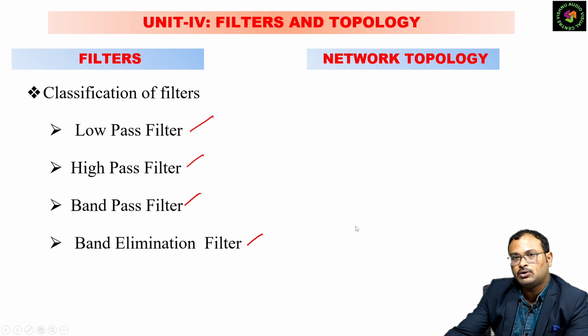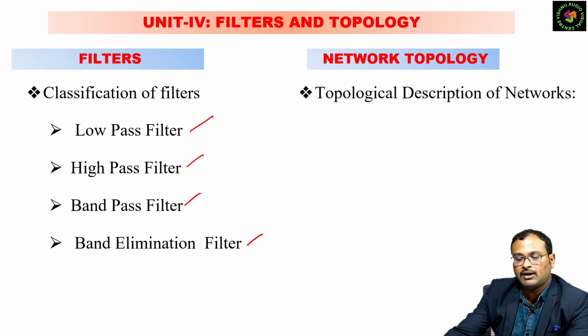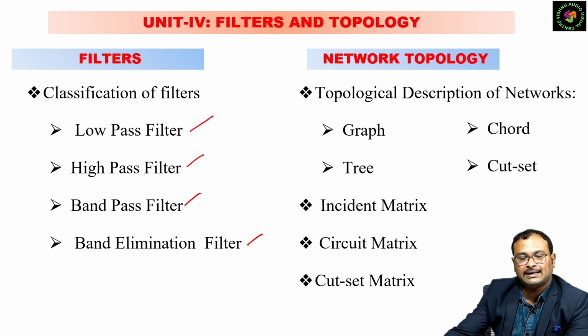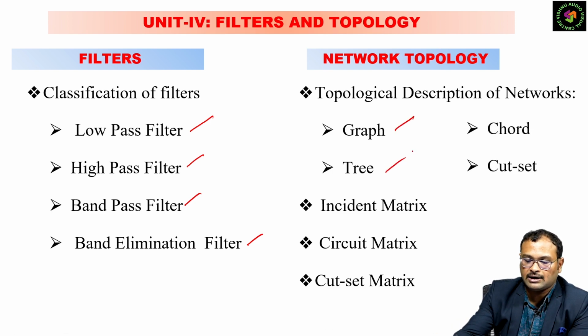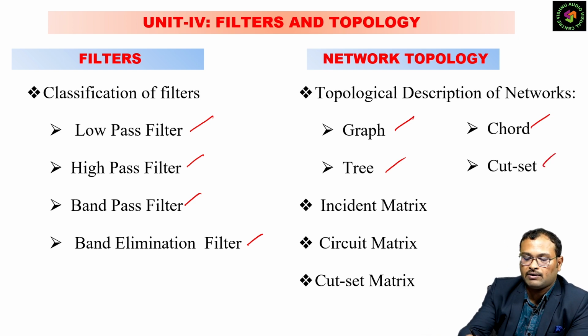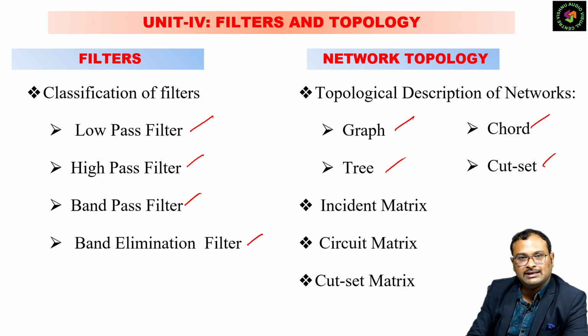In network topology, up to now we read about the network, so how we'll represent the network. In the network, some graph, how we'll draw the graph, and what is the tree, what is the meaning of incident, chord, cut set, and all these things we'll observe. These are the topology of the network. When we draw that, what is a graph, what are trees, how many trees are available, chord, cut set, these things we will see.